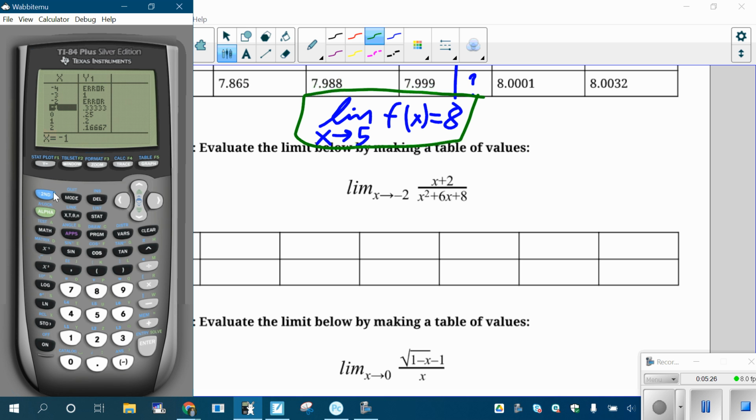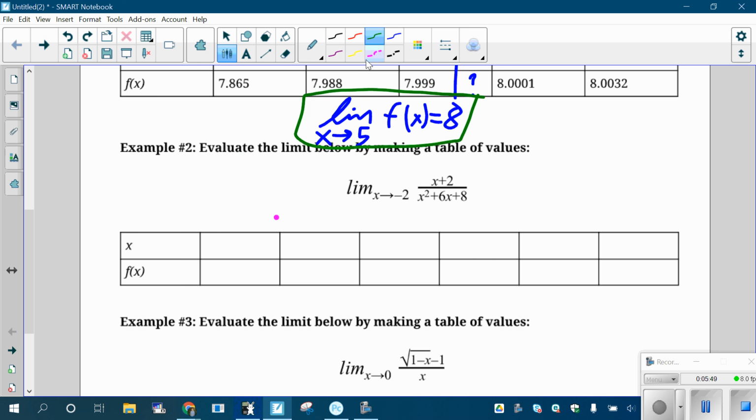I don't know if you guys know how to do this, but pay attention if you don't. If you hit second window, it takes you to this screen. And what you can do is change the independent to ask. Okay, so I clicked over and hit enter. And now when I hit second graph and go to the table, it's going to ask me what x values I want. Which is perfect, because I kind of want to make a custom table here.